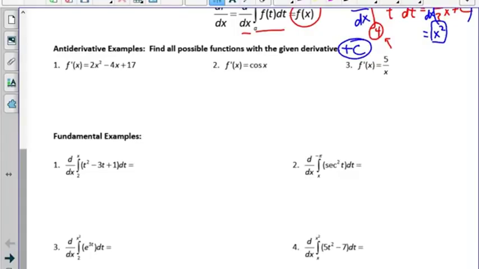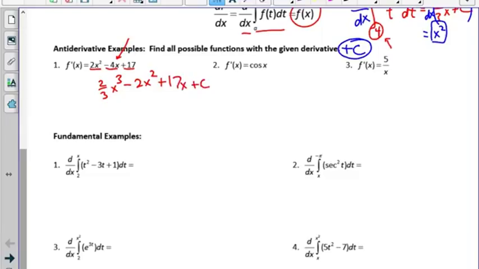c at the end. So in this problem, the antiderivative of 2x squared minus 4x plus 17, the antiderivative of 2x squared would be 2/3 x cubed. That's because if I took the derivative of 2/3 x cubed, I would end up with 2x squared again. Minus 2x squared, because if I take the derivative of minus 4x, or if I take the derivative of negative 2x squared, I would end up with negative 4x. And then plus 17x plus c.